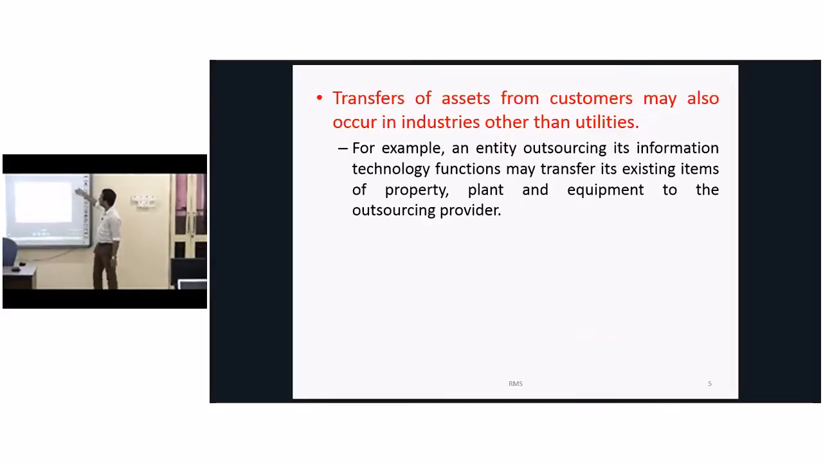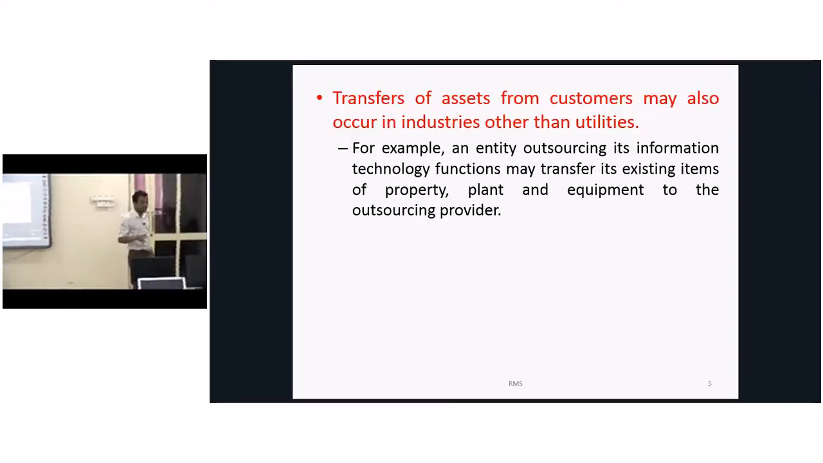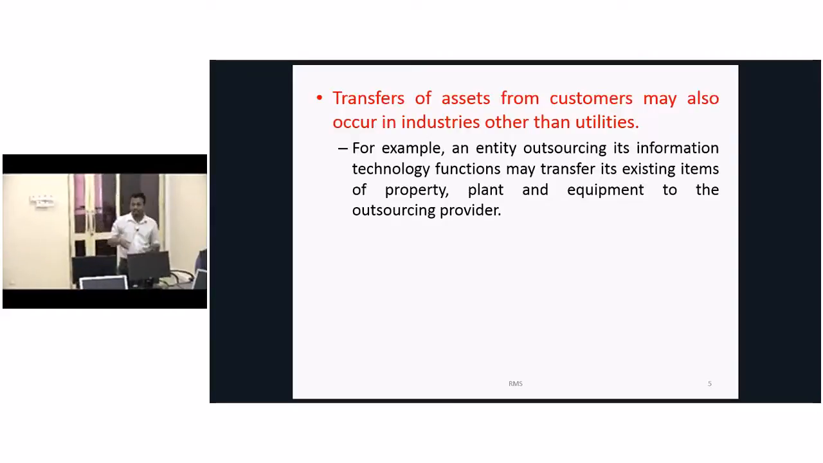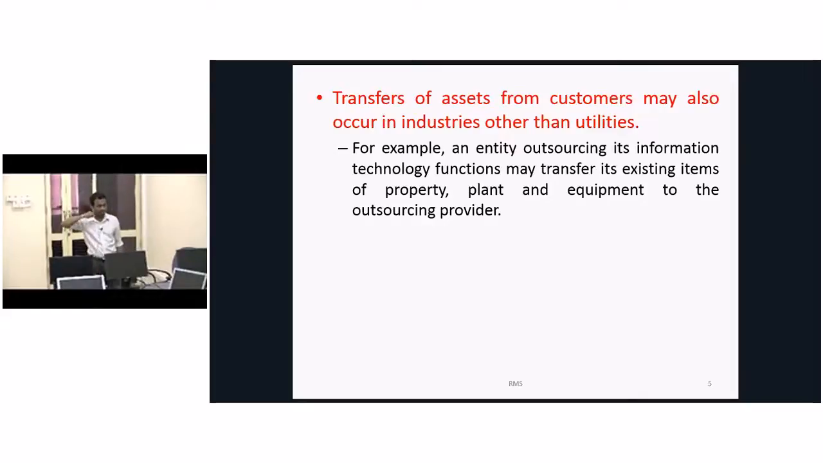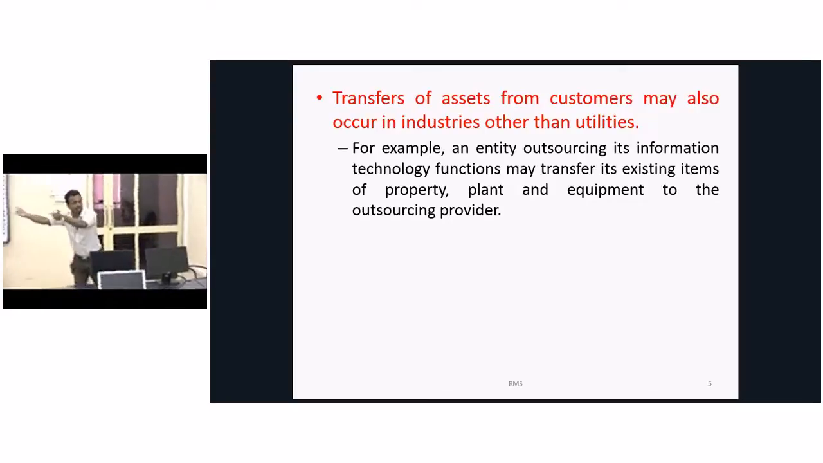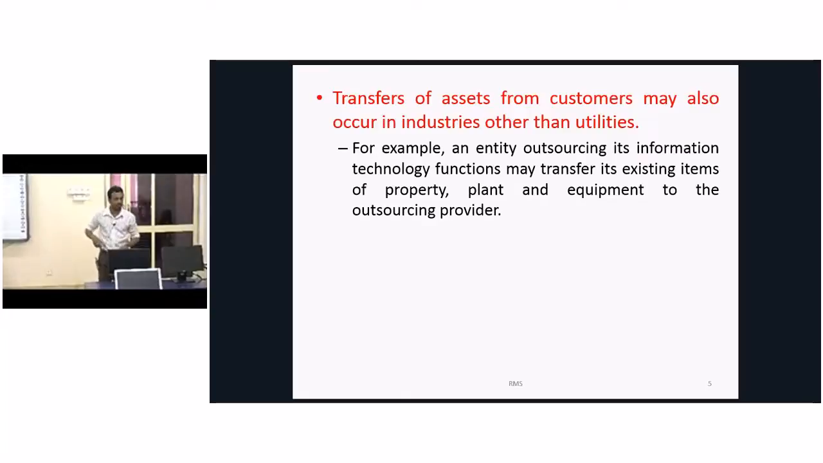Look, transfer of asset from customers may also occur in industries other than utilities. Good example, look. For example, an entity outsourcing its information technology functions. Let's say, if I need to outsource my IT functions or data entry operation, what I can do? I can contact an outsourcing company, BPO, and hand over all my accounting part to them. At the same time, what I have to do sometimes? Sometimes I have to give my already purchased accounting software plus computers and servers, everything, to them. Finally, control belongs to them. When I outsource my accounting work, I give all my computers and everything, systems and everything. Then using that, they will do the data entry operation.